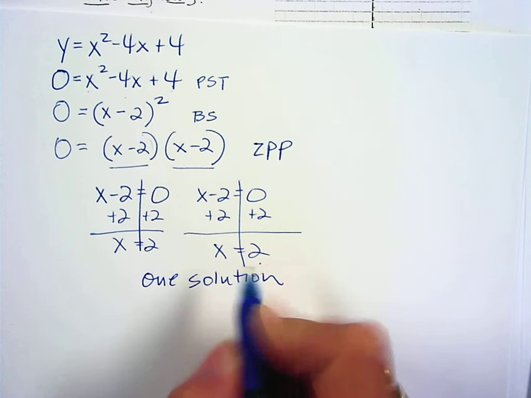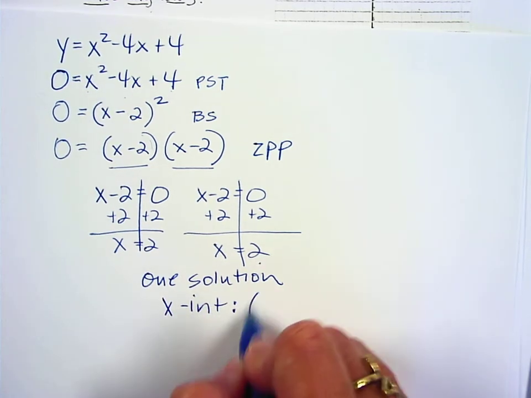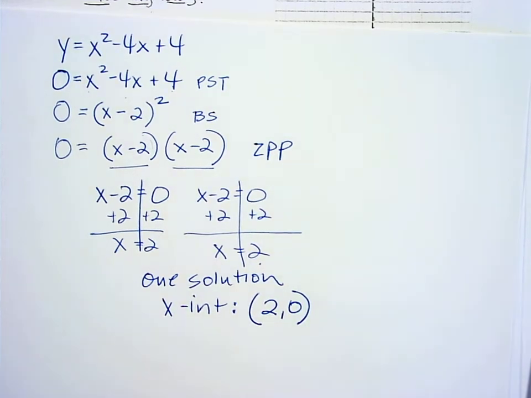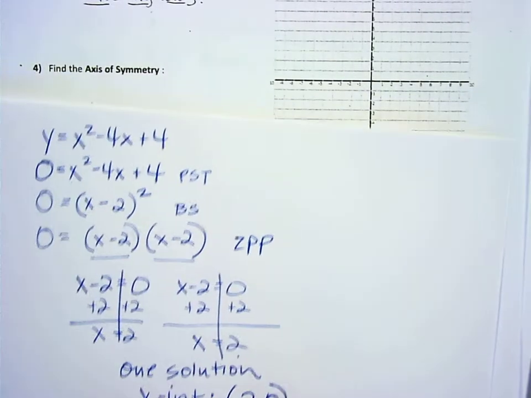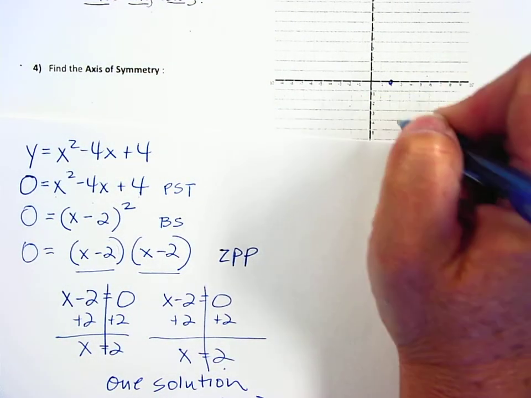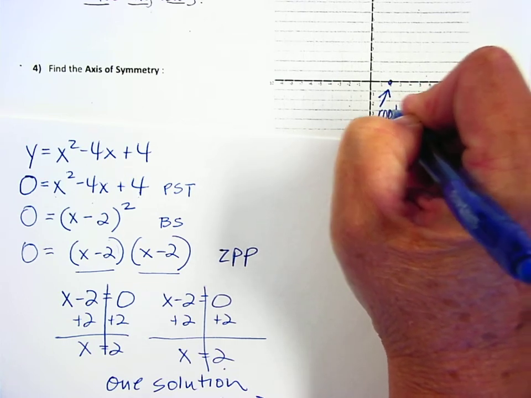So my root, or my x-intercept, is x is 2 and y is 0. If I'm going to graph that, I'm going to go over to my graph here, and my root is (2, 0), and I'm going to graph that or label that my root or my solution.